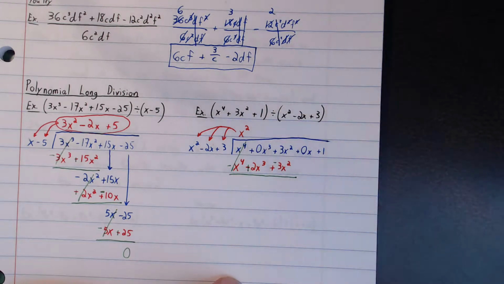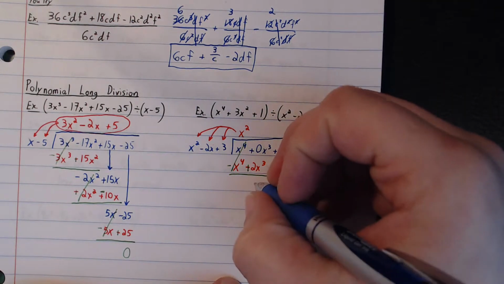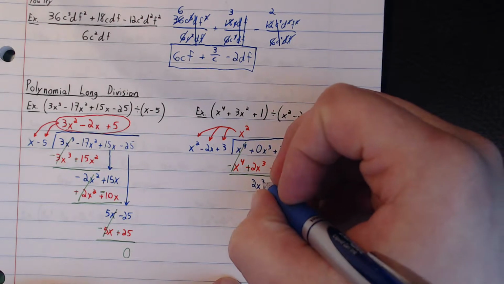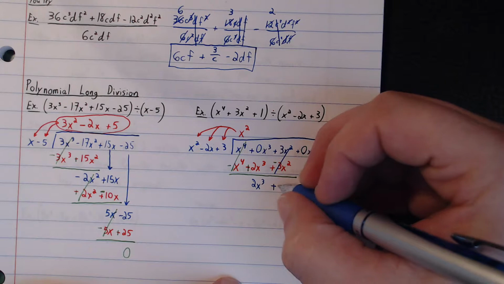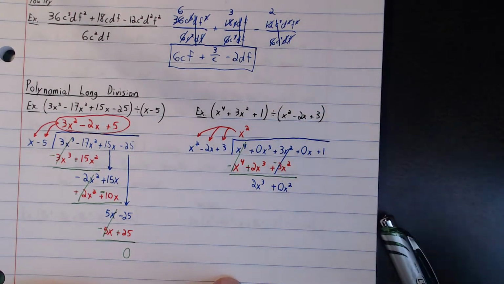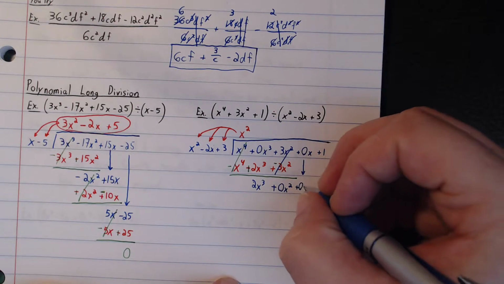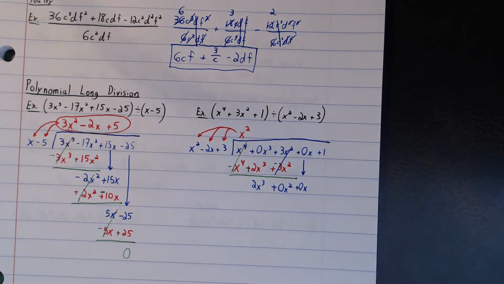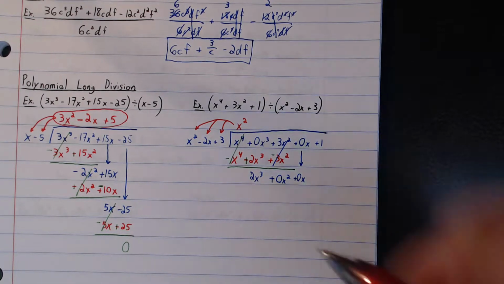This eliminated as we had hoped. This is going to give us 2x to the third, and those ended up giving us 0x squared when we added, and I'm going to drop down my next term. Okay, we need these 0 placeholders, so don't skip them. We need them.